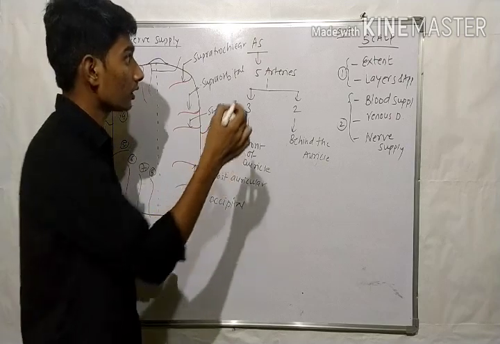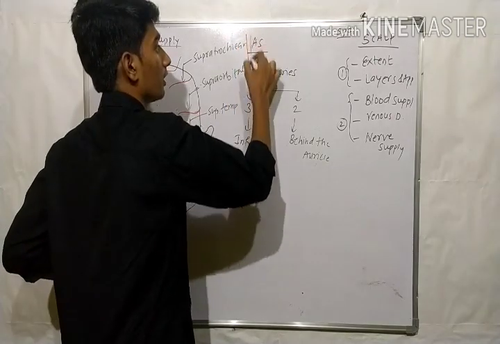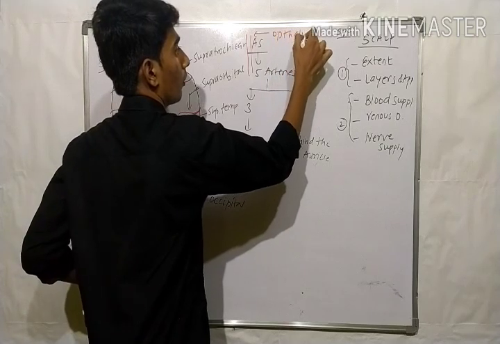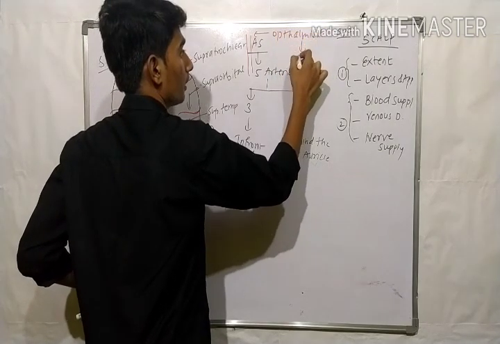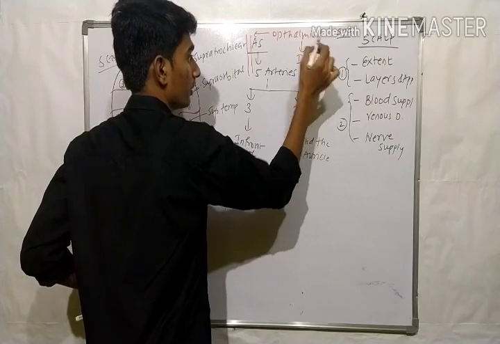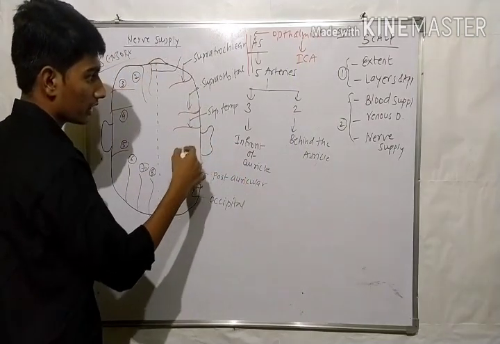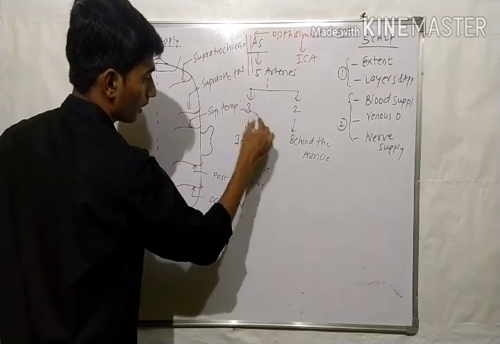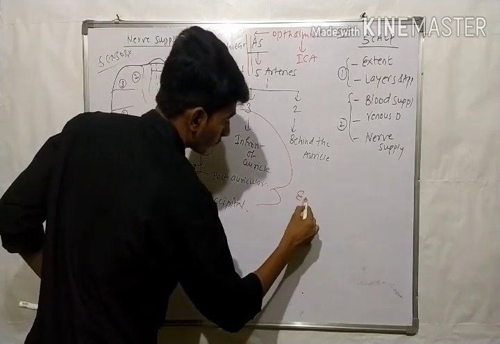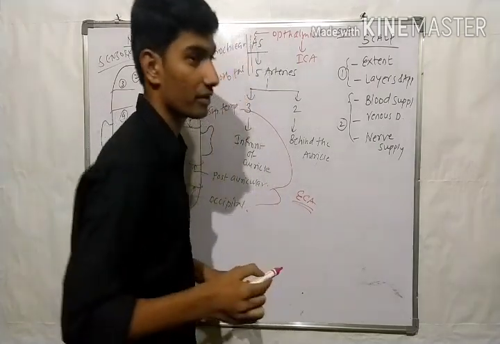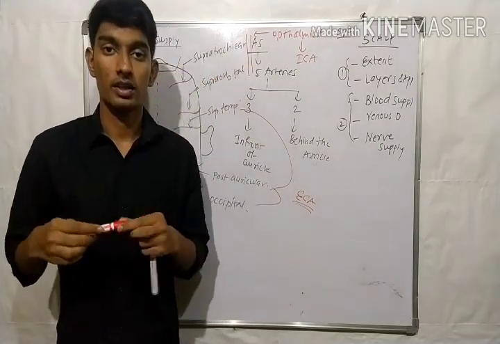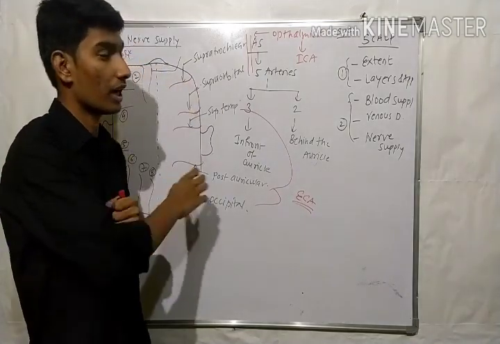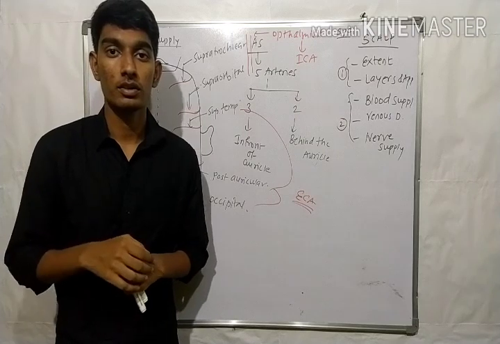Now the supraorbital and supratrochlear are branches of the ophthalmic artery, and the ophthalmic artery is in turn a branch of the internal carotid artery, while the other branches, superficial temporal, posterior auricular and occipital, are branches of the external carotid artery. This is about the arterial supply of the scalp.